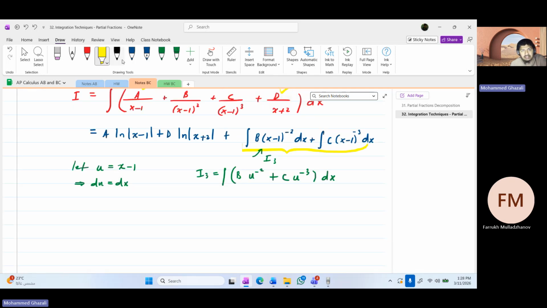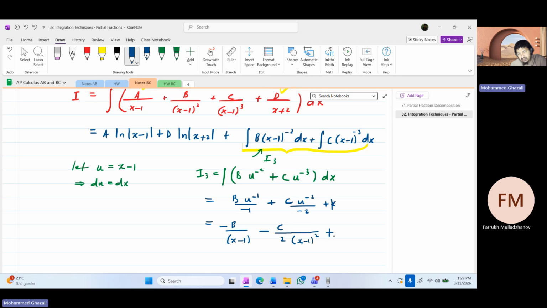Now, what's the integral of this? This is power form, right? So that's b u to the power negative 1 over negative 1 plus c u to the power negative 2 over negative 2, plus some other constant k. So this will become negative b over u. What is u? u is x minus 1. This is negative, so negative c over 2, and this u to the power negative 2 will remain in the denominator. So that will become x minus 1 squared, plus k.